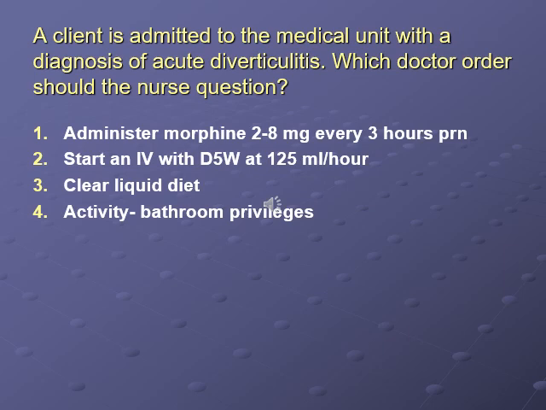Correct answer here is 3. It says which would you, the nurse, question. We would question a clear liquid diet because they would be NPO. They need to have strict bowel rest and IV antibiotics once they are hospitalized for acute diverticulitis.